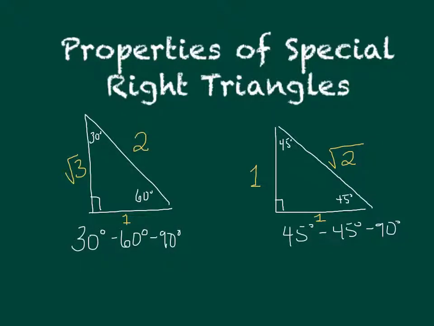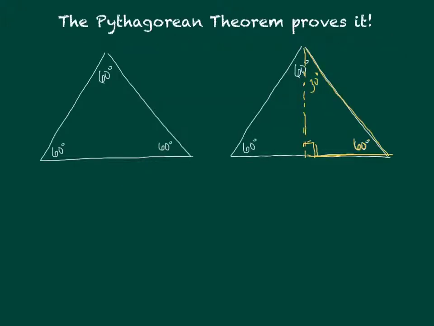Today in class, we looked at some properties of special right triangles. And given these two examples of a 30, 60, 90 and a 45, 45, 90, I showed you guys how you can solve for each of the parts or sides of each of these triangles using a shortcut. Let's start with the 30, 60, 90.